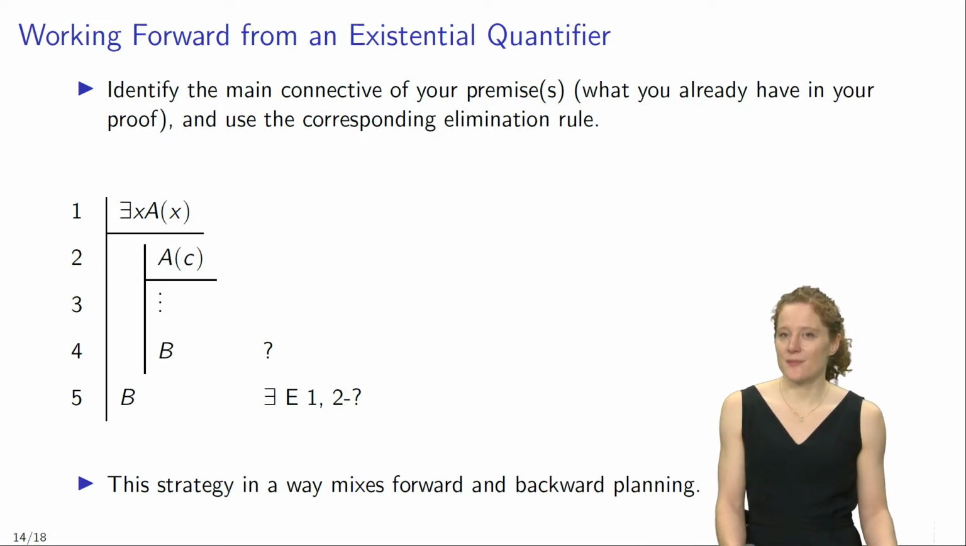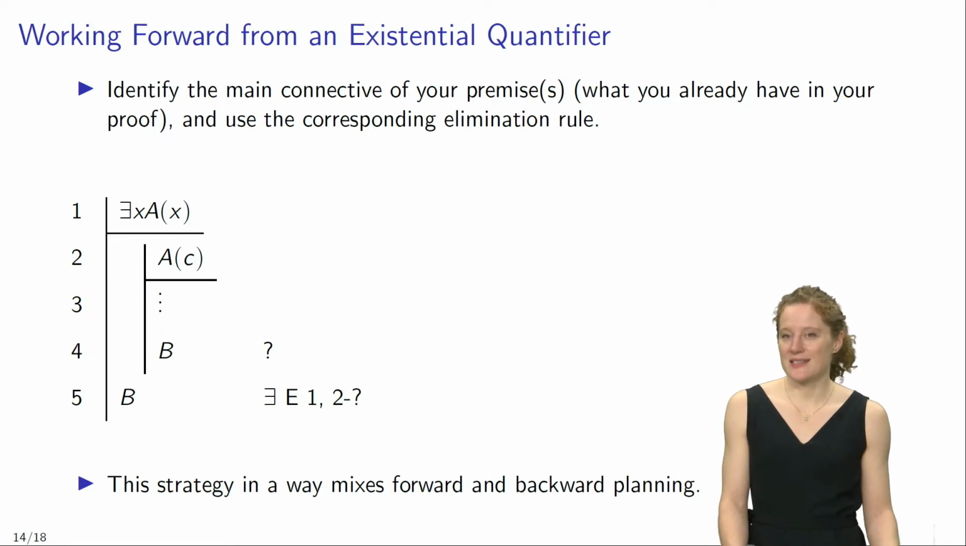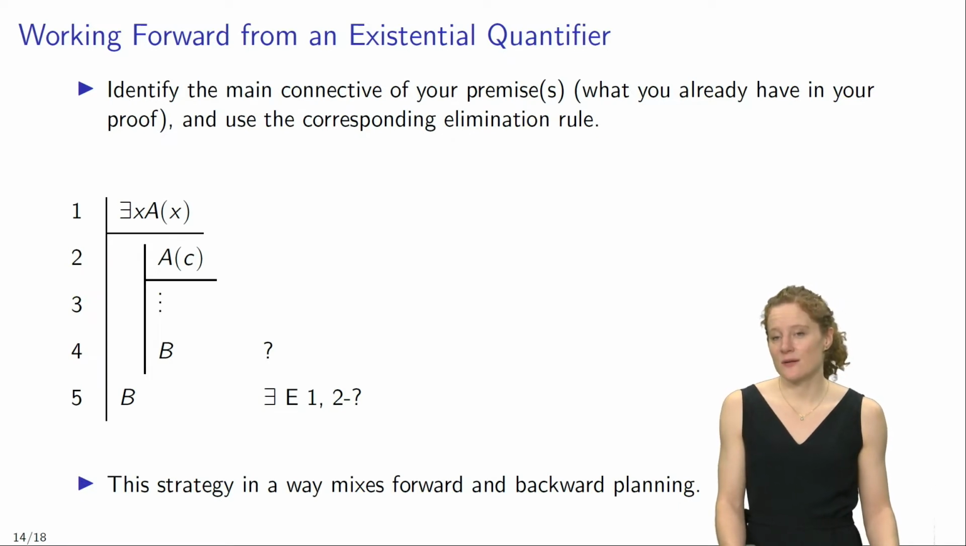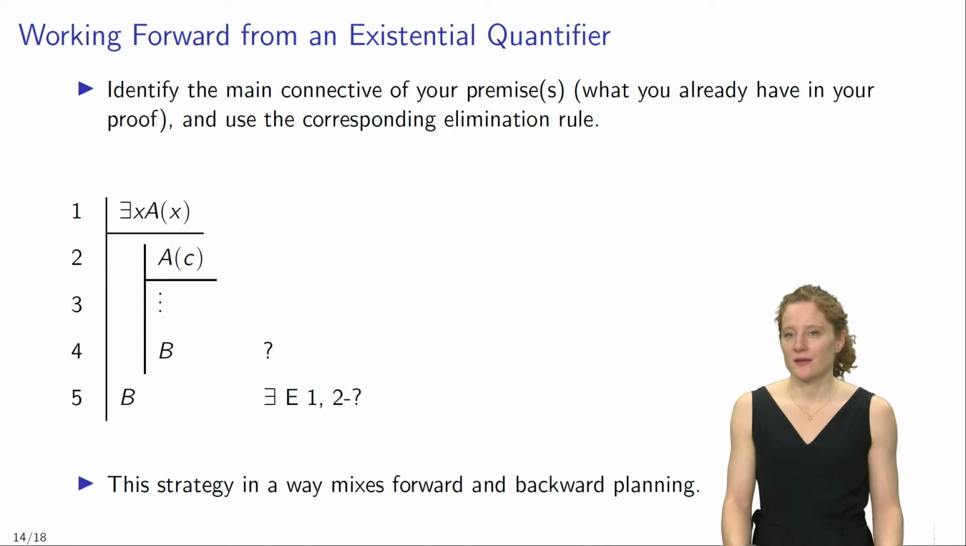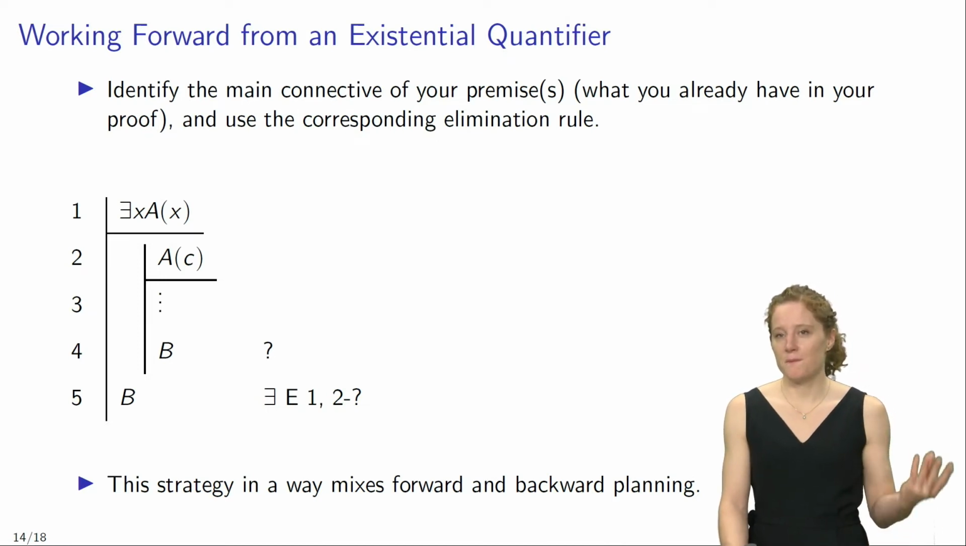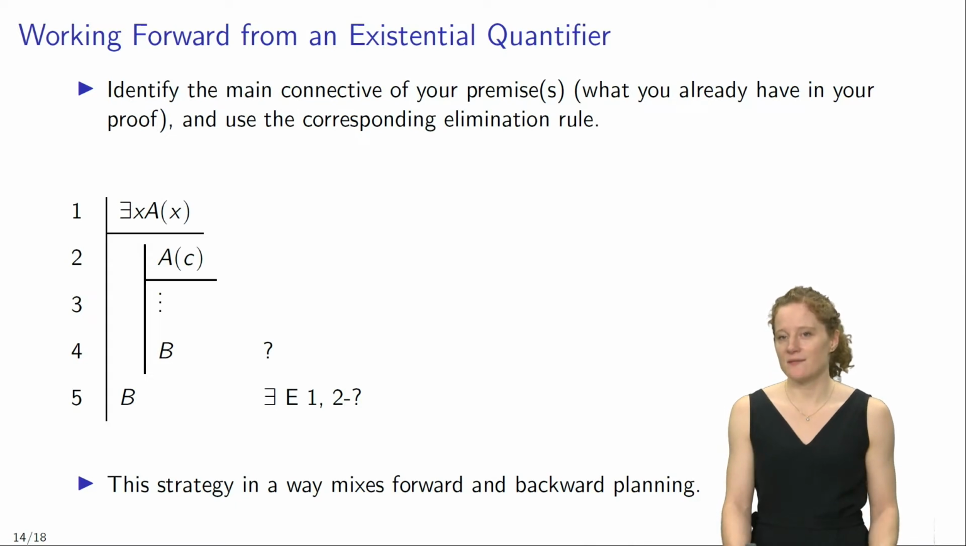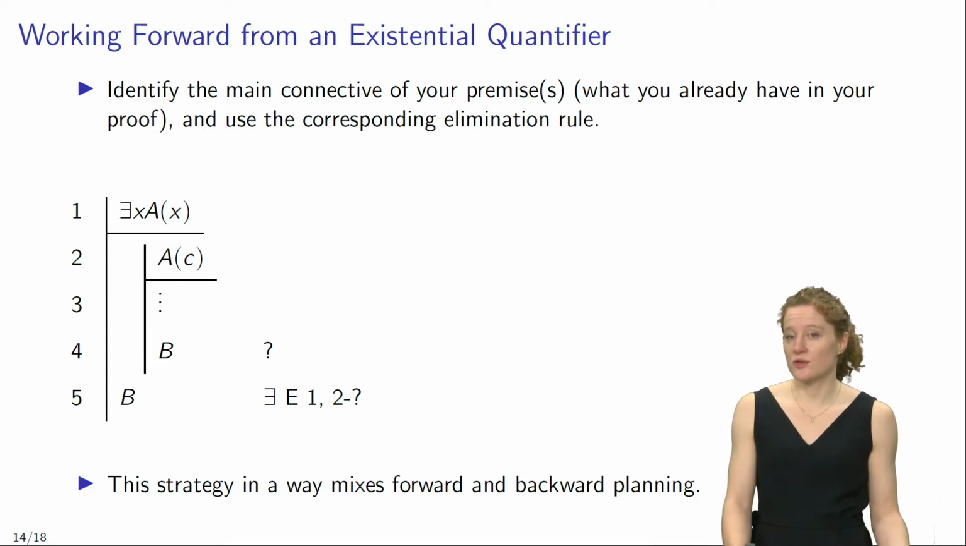We would set up a subproof that starts with the assumption that Ac and ends with the conclusion that B, where B is the overall conclusion that we want to draw in this proof. And the main thought is that if you are able to infer B from the assumption that Ac, then you can infer B in line 5 and justify this inference using existential elimination applied to line 1 and the subproof from line 2 to the line B.